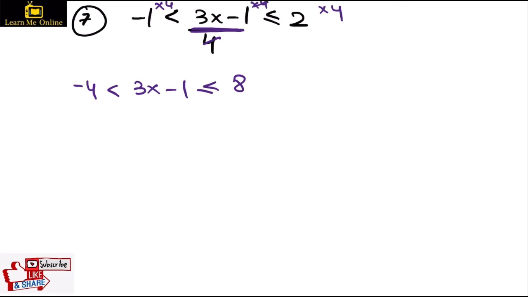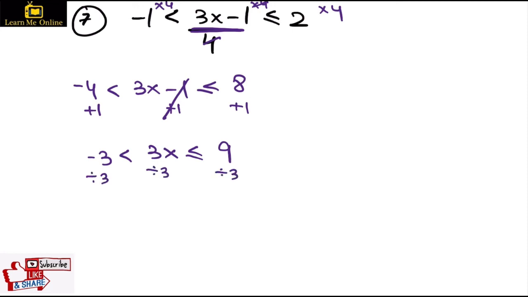Now you do the inverse of minus 1, which is to do plus 1 on all the sides. And that would be minus 4 plus 1 would be minus 3. Then there's the 3x. This minus 1 plus 1 would cancel, and you would have 9. Because we are aiming to get x by itself, we divide by this 3 on each of them.